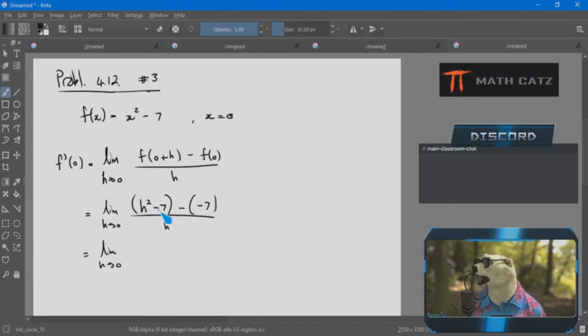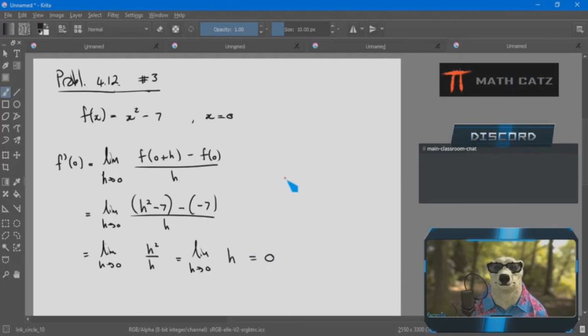I'm still busy cleaning this up before I can really see what's happening here. I get h squared minus 7 plus 7, so h squared over h. I'm just actually going to do it in one line because they're so short now. Save some space so I can see the whole thing. Then I can cancel some h's, 2 h's at the top, 1 h at the bottom, so I have an h left. And h is a polynomial in h, so when h goes to 0, this whole thing is 0.